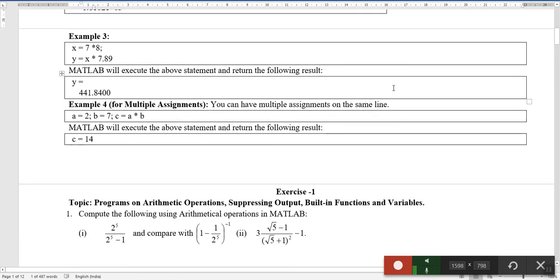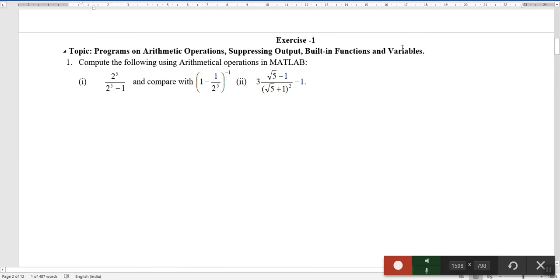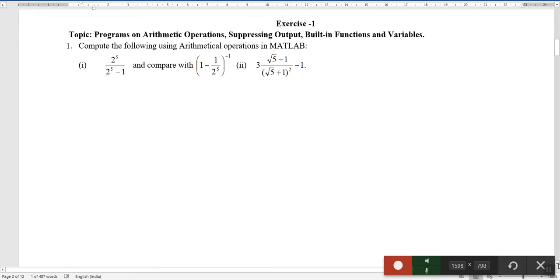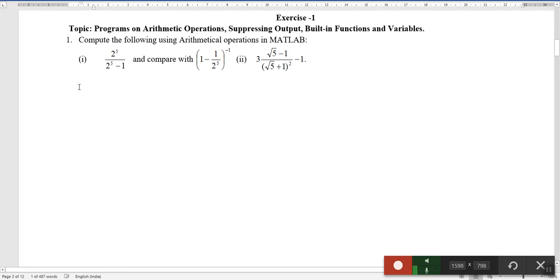Now, we will discuss the first exercise on this concept. So, what are the discussed concepts? Arithmetical operators, some relational operators, some logical operators, suppressing output, which is nothing but the semicolon, built-in functions, and how to give variable names. Already all these things are discussed. Now this is the first exercise on Matlab. Then what about the output?